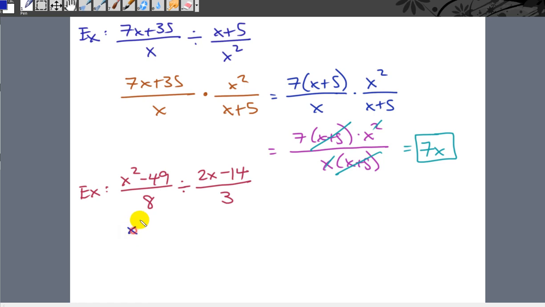Okay, so let's rewrite it. x squared minus 49 divided by 8, multiplied by, we need to flip this around, so we have 3 divided by 2x minus 14.